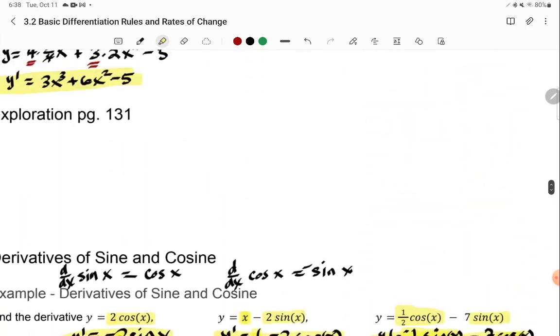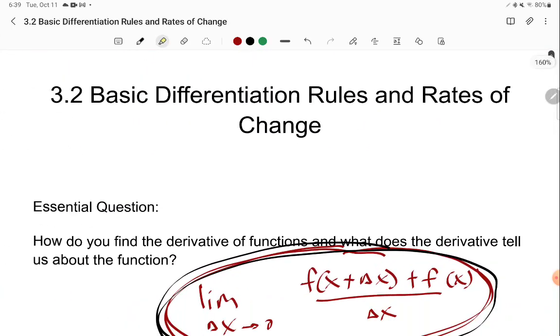And that is all for 3.2 basic differentiation rules and rates of change.